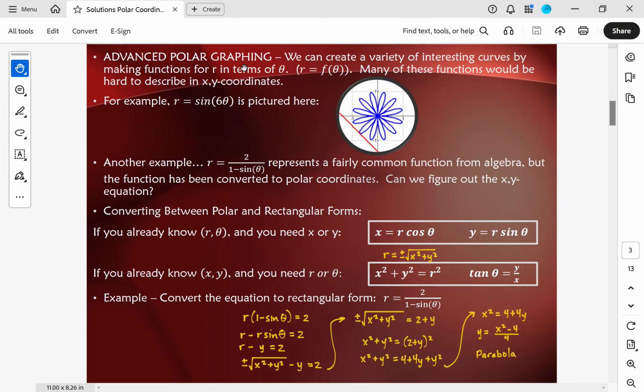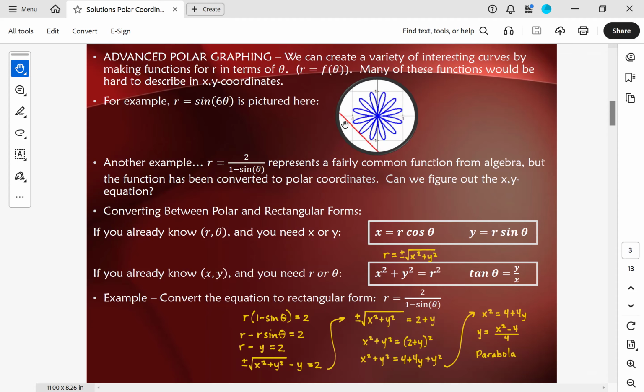Advanced polar graphing. We create a variety of interesting curves by making functions for r in terms of theta, many of which would be really hard to talk about easily in terms of x and y. Here's an example. This would be a fairly difficult xy equation, but in polar it's quite elegant. R equals sine of 6 theta.